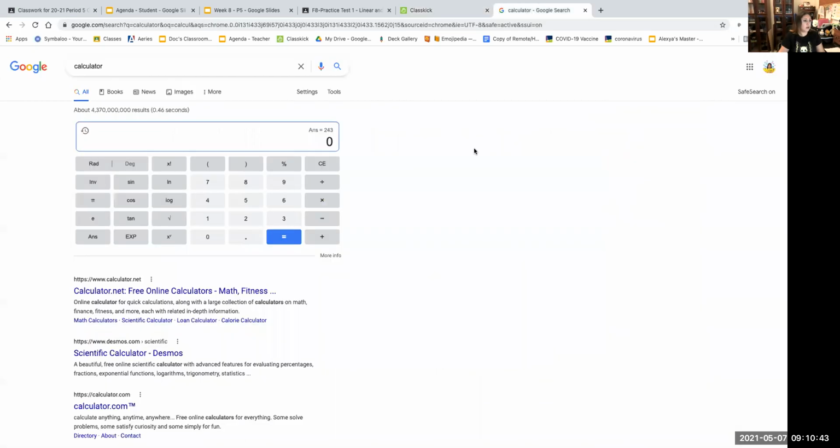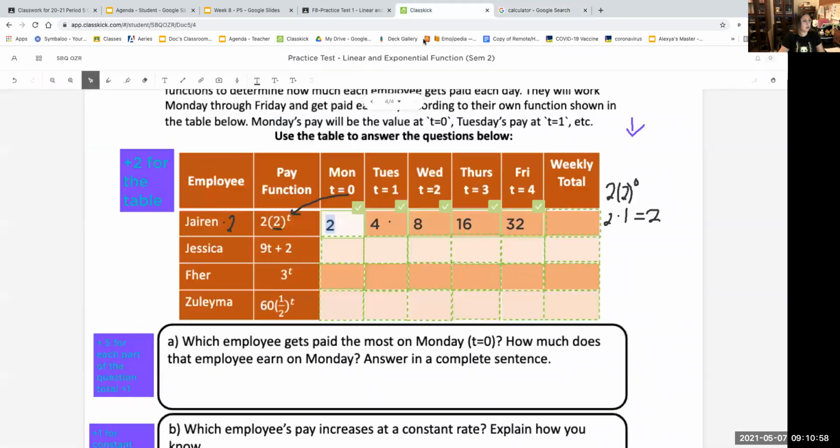And then from here, I can add them up. 2 plus 4 plus 8 plus 16 plus 32 gives me 62. So my total for the week, 62.